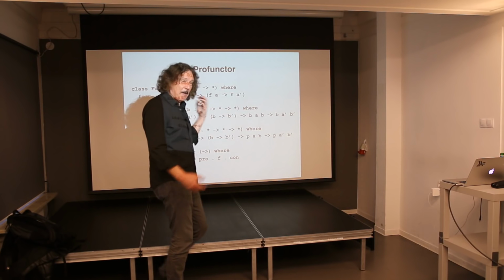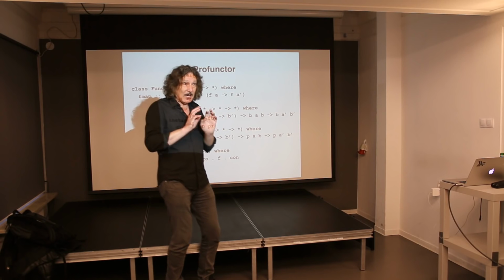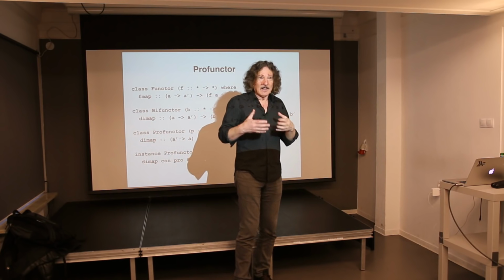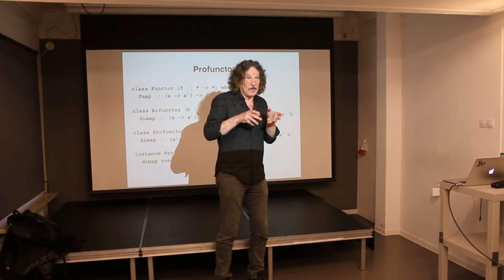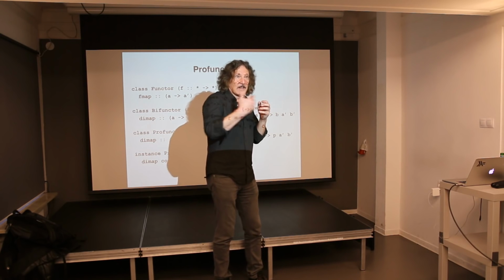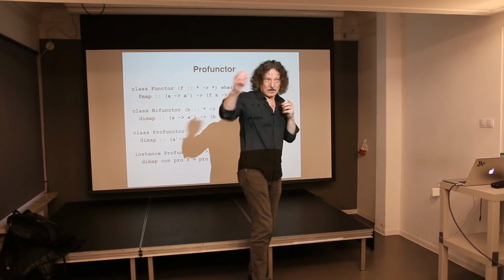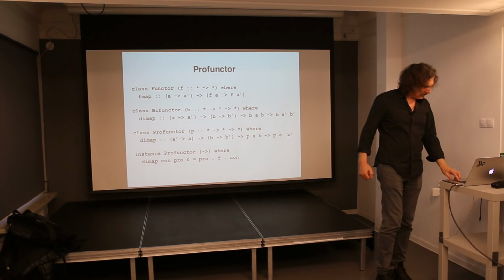So a profunctor consumes stuff from one end and outputs on the other. If you want to lift it, you have to do the precomposing, the translation for the input goes the other way. And the translation for the output goes in the usual way, right? So these are profunctors.